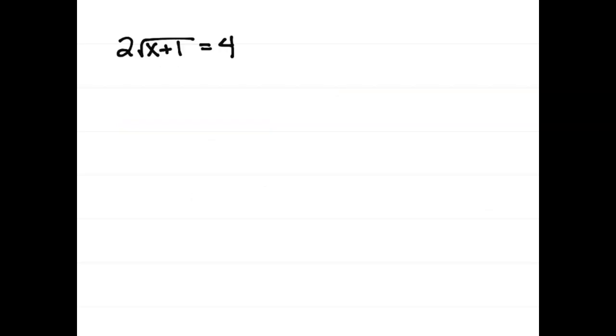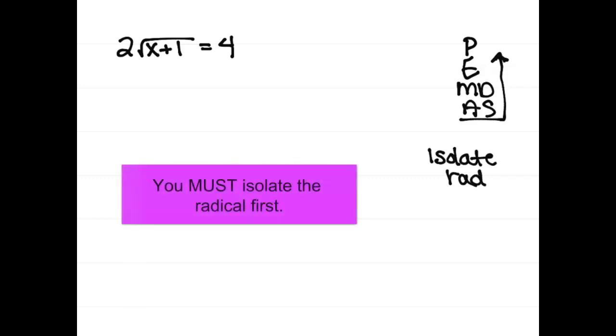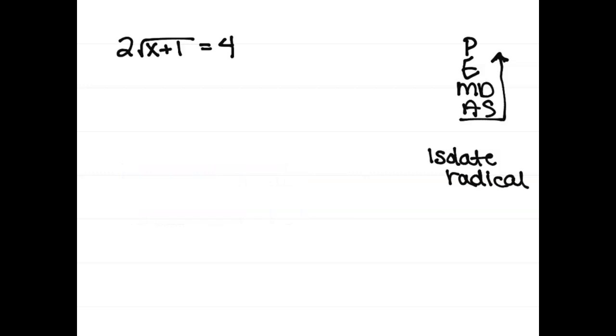So for this problem, and all problems, remember that our goal is to solve using reverse order of operations, and we also want to isolate the radical. So looking at this problem, the first thing that I can do to isolate my radical is divide both sides by 2, and that gives me the square root of x plus 1 equals 2. Now I can see that my radical is by itself on the left side of the equation, so I've achieved my goal of isolating my radical.